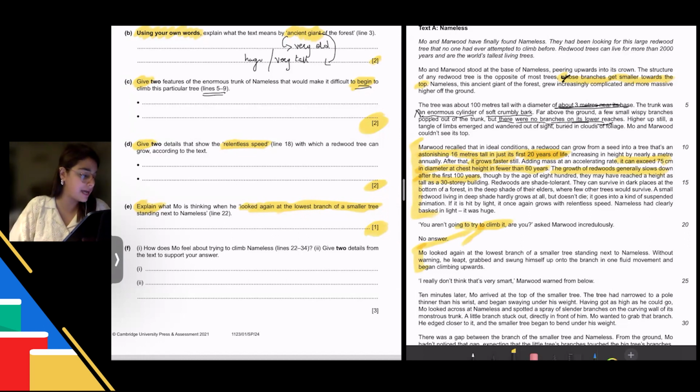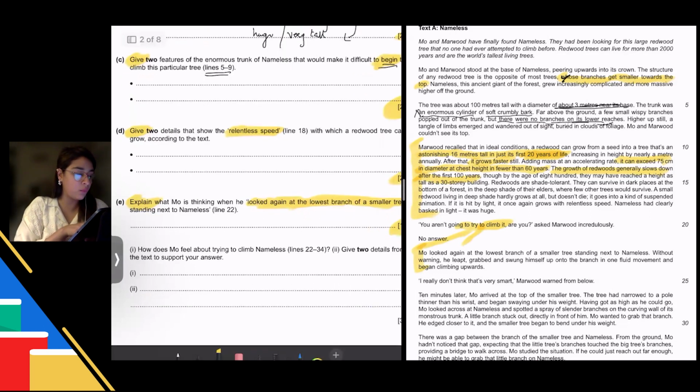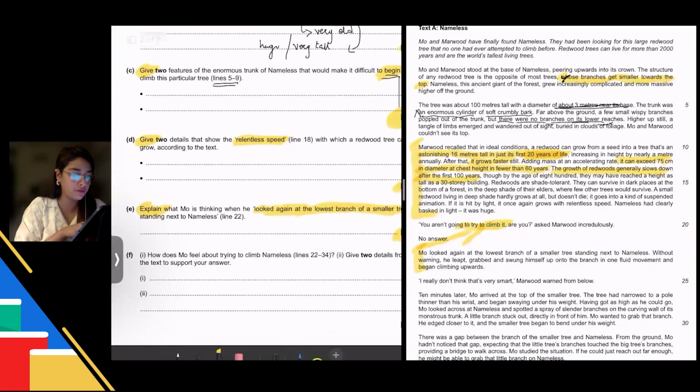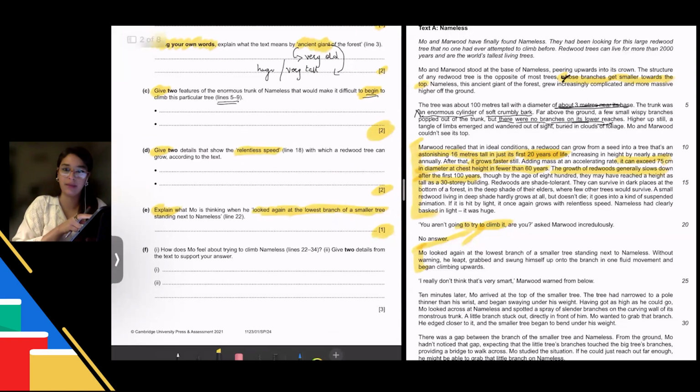So in this case, when it says, explain what Mo is thinking when he looked again at the lowest branch of a smaller tree standing next to the Nameless, what he could possibly be thinking here is the idea of whether or not he can use this branch in order to climb up the Nameless. Now, this is an implied question. The only way you would be able to answer this is if you are reading through the entire passage and making sure that you understand the context of the given text. All right. So here you simply highlight the idea that Mo is probably thinking about whether or not he would be able to climb up the Nameless using this branch.